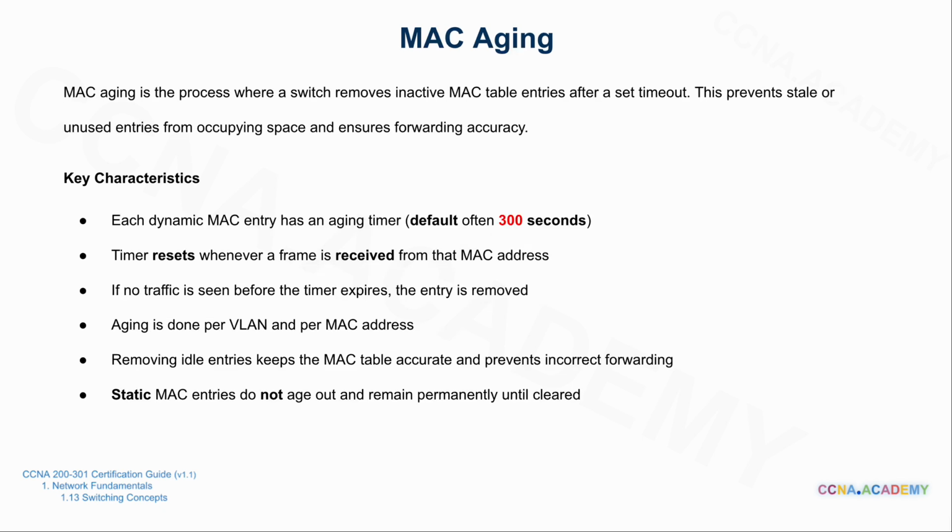MAC aging keeps the MAC table clean and prevents outdated information from causing issues. Each learned MAC entry has a timer, usually around 300 seconds, and the timer resets every time the switch sees traffic from that device. If a device goes silent or disconnects, its entry eventually expires and the switch forgets it. This frees up space and ensures that if the device reconnects somewhere else, the switch learns its new location correctly. Static entries, on the other hand, never age out.